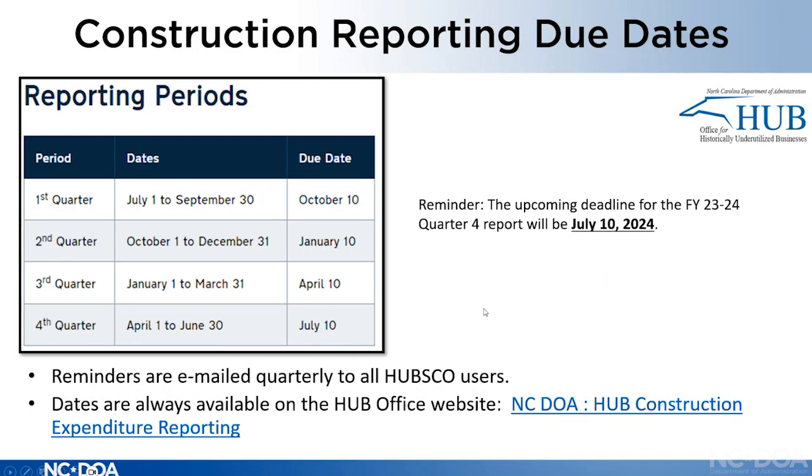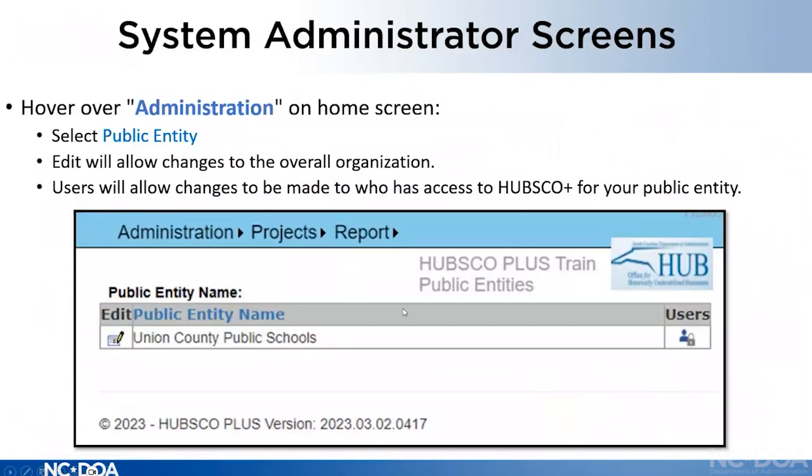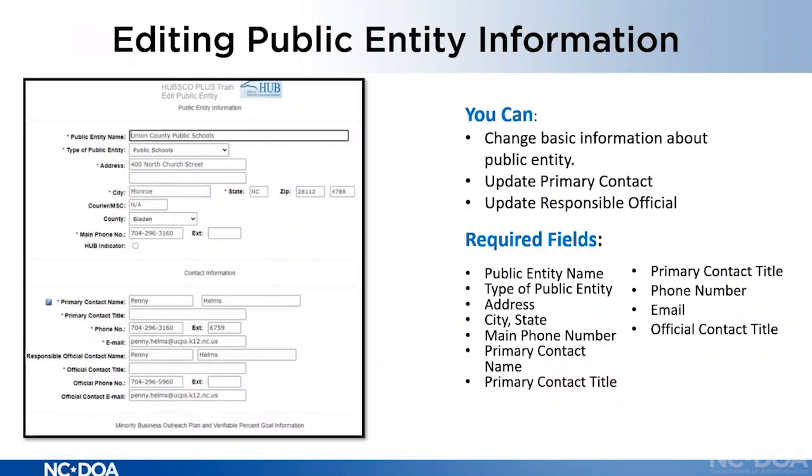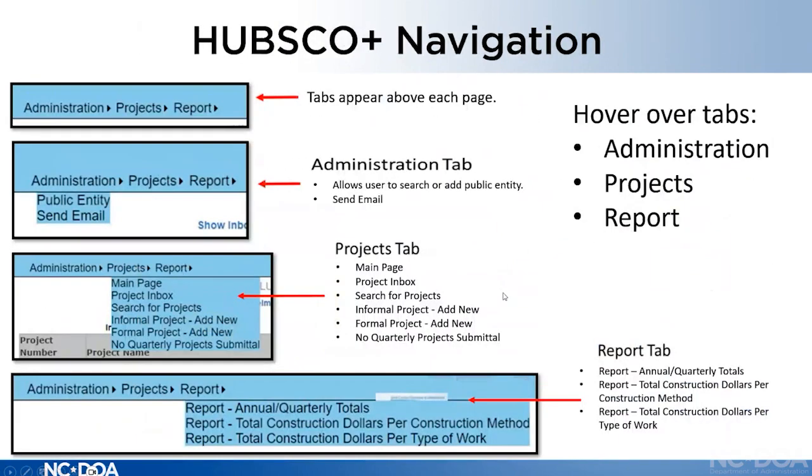Okay. The next question is from Michael. For projects over 300,000, in addition to the general contractor, does the public entity need to do direct outreach to HUBs beyond advertising in HUBSCO? Well, there's no advertising in HUBSCO. HUBSCO is just the reporting system that we're talking about today. But on the HUB Office website, we do have the ability to publish opportunities there.